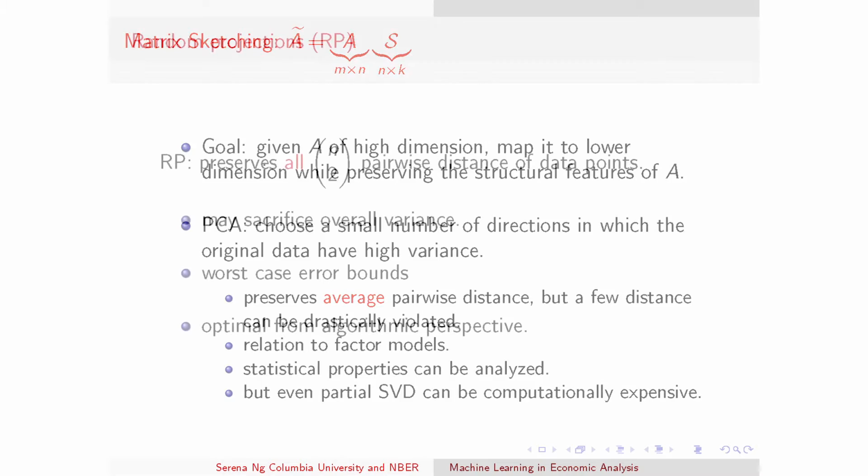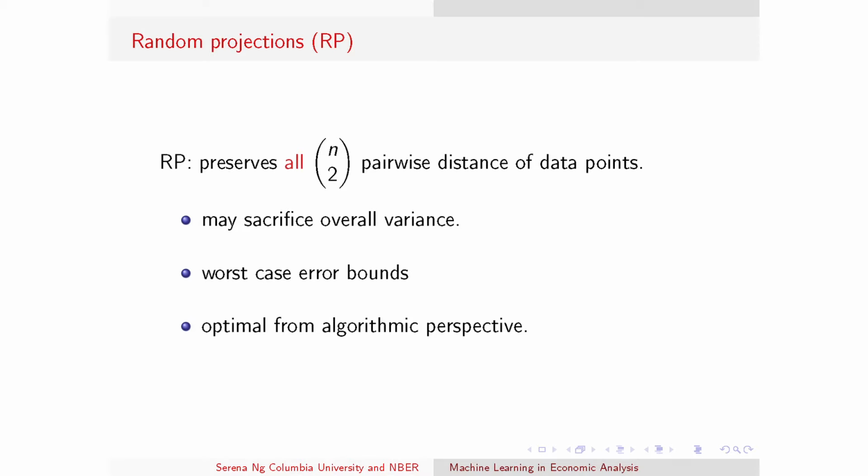So the method that Matt considers, this random projections method, is a method that tries to preserve all pairwise distances of points, whereas principal components try to preserve the average of the distance. Okay? So when we try to preserve each pairwise distance, we may actually sacrifice the overall variance. So this is a slightly different criterion from doing principal components analysis.